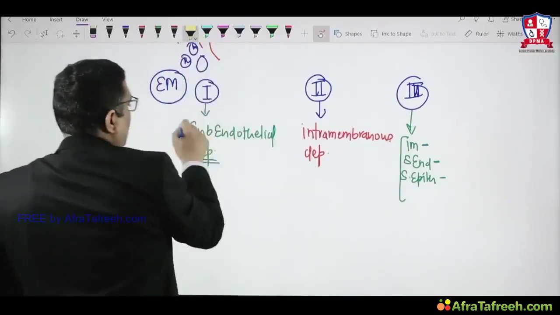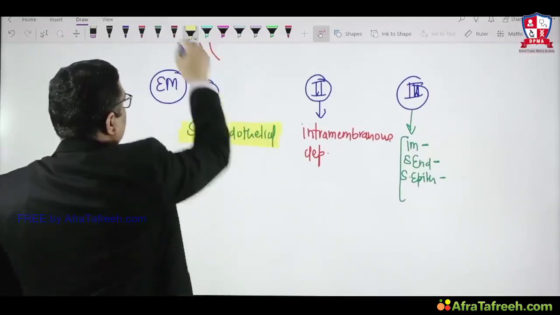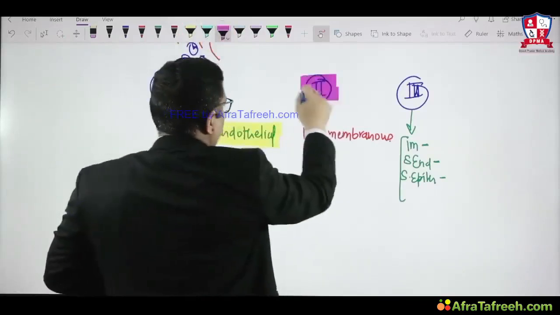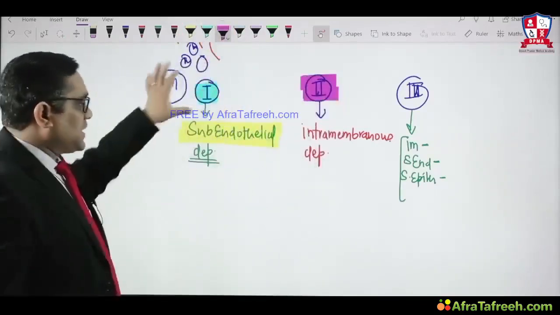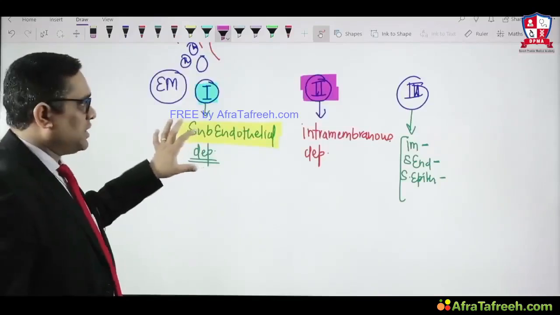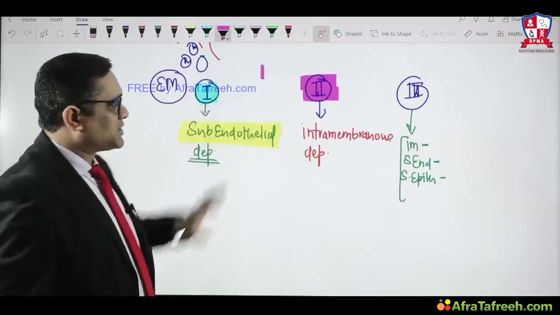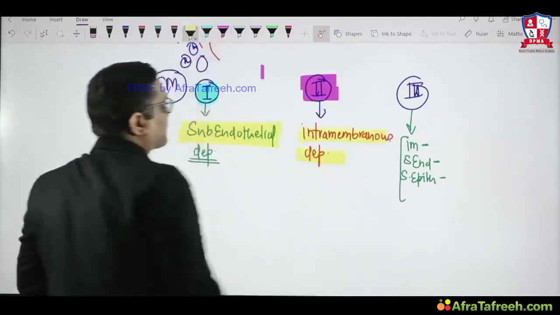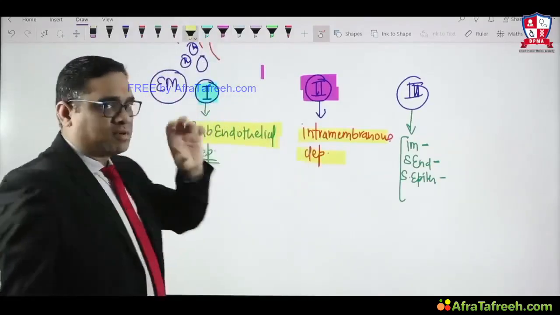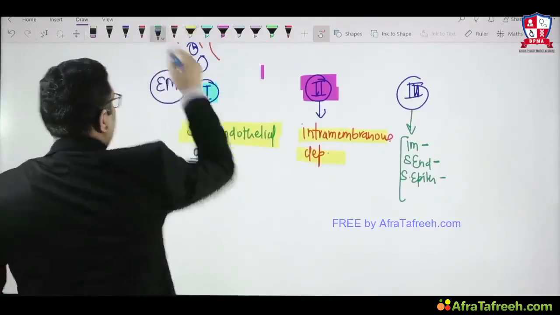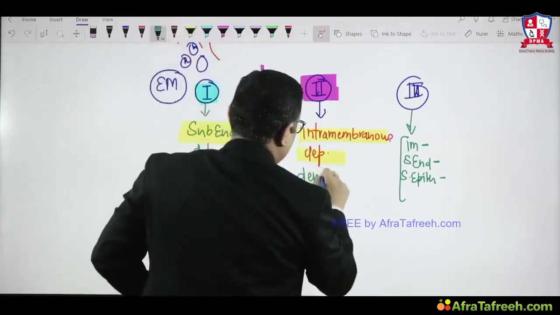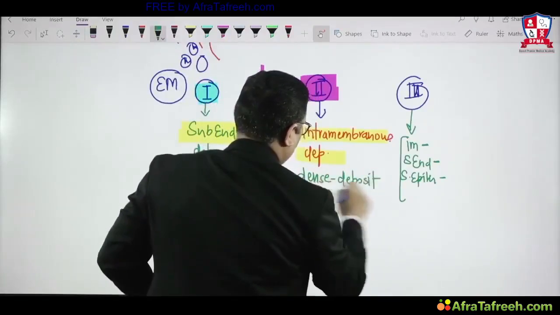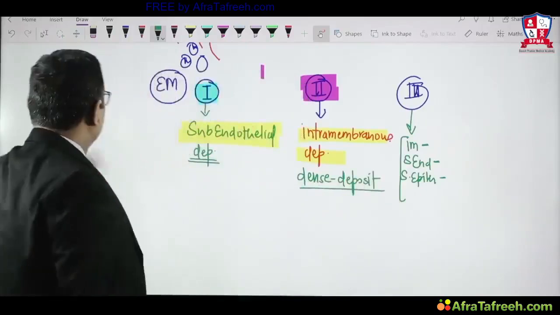These were the questions in All India 2016. Subendothelial deposits are seen in MPGN type 2, right? MPGN type 1, subendothelial deposits will be seen. MPGN type 2, intramembranous deposits will be seen. These were the older questions in All India exam, right? Because this intramembranous deposit will be very thick, that is why they are called dense deposit disease.